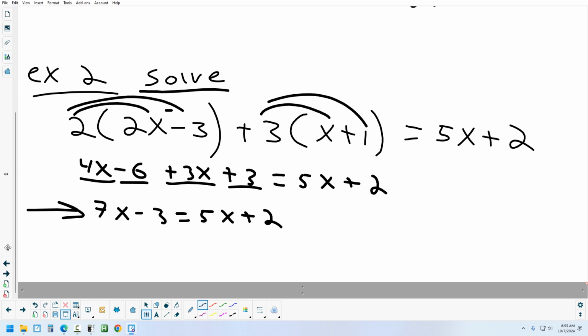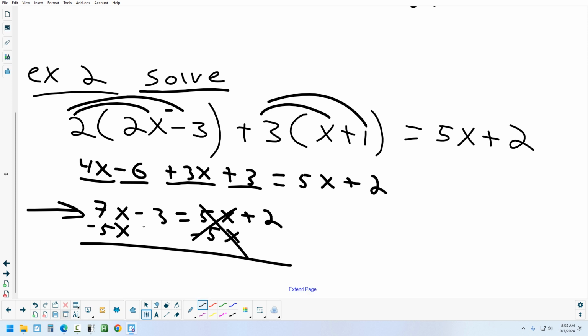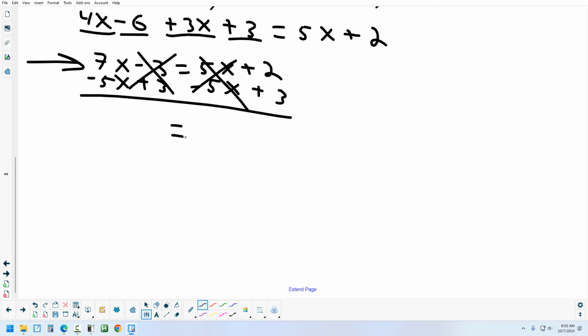How would I bring all my x's to the left? Subtract 5x. Yep. So subtract the 5x. And at the same time, so we don't have to write it twice, we can just move the 3 to the other side. How would we move that negative 3? Plus 3. We'll do a plus 3. So that's gone. And what does that leave me with now? 2x. So I have 2x equals 5.